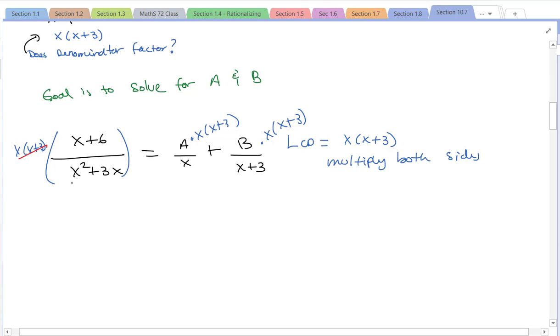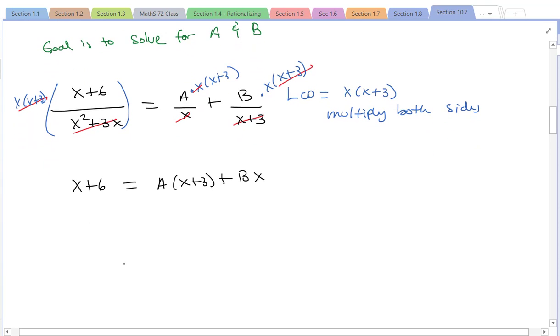And so notice that here the whole denominator cancels because this was our LCD. Here the x's cancel, and here the x plus 3's cancel. So we're left with the numerator on the left, and here the a times x plus 3 plus b times x. And so this part is the same for both methods, and I'm going to show you the method of combining coefficients.